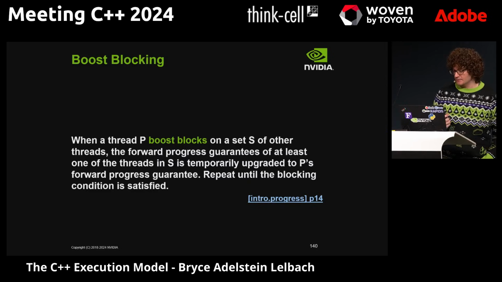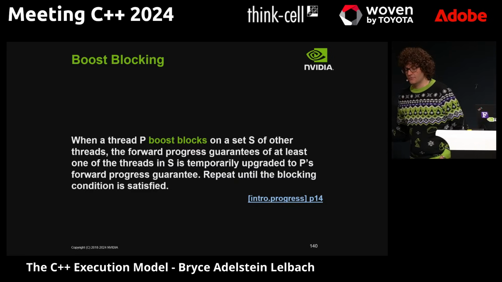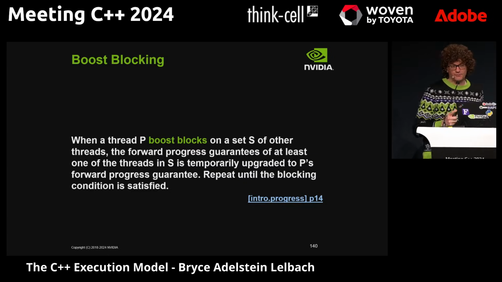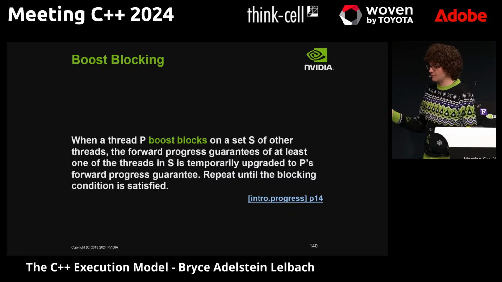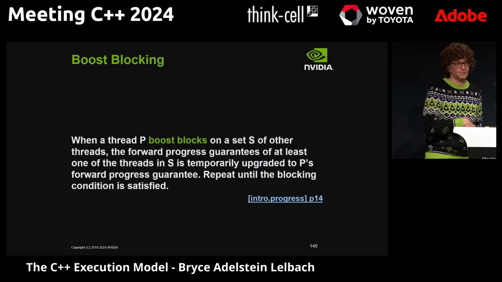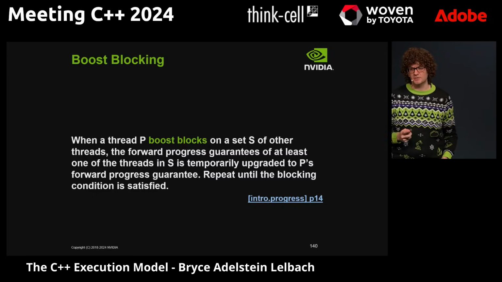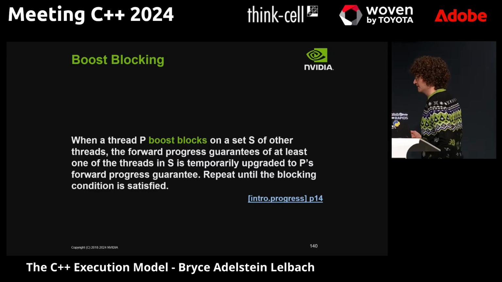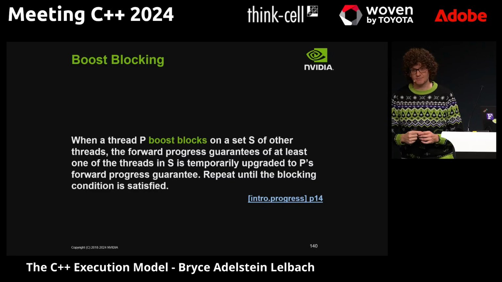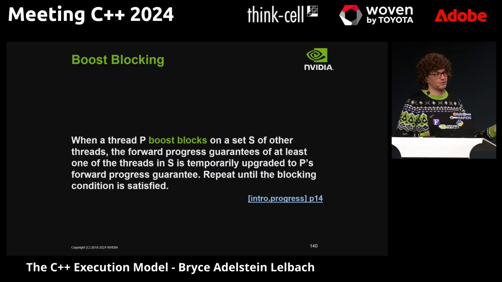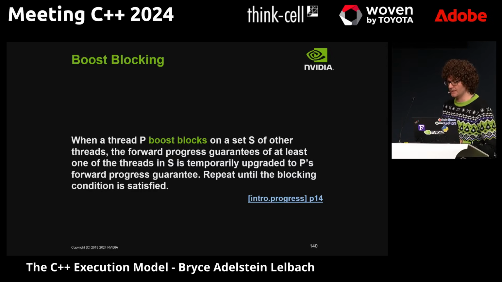So more specifically, when a thread P boost blocks on a set S of other threads, at least one of the threads in the set S is chosen and is temporarily upgraded to P's forward progress guarantee. And you repeat this until the blocking condition is satisfied. So the idea here is that if you're blocking on someone, you need to proactively do something to preserve your forward progress guarantee while you're blocking. And that usually means you need to donate your stronger forward progress guarantee, which means donating your execution resources to whatever you're blocking on.